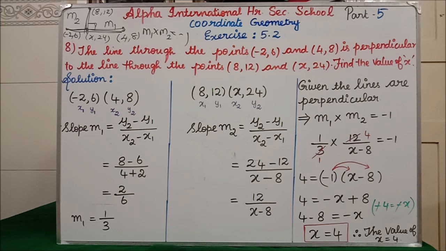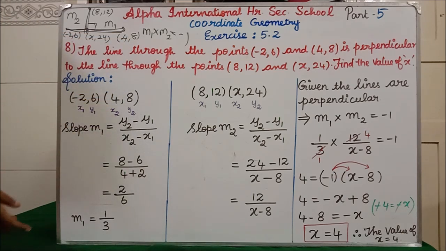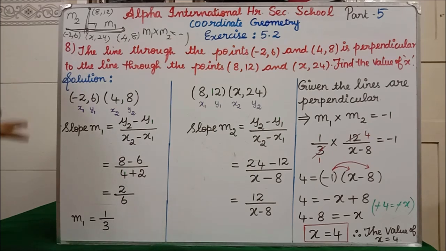Isn't it? Now the first 2 points we have to use in the 2 point formula, we have to find m1. Clear? Next, this 2 point we have to use. Again we are going to use the same 2 point formula. We are going to find m2.